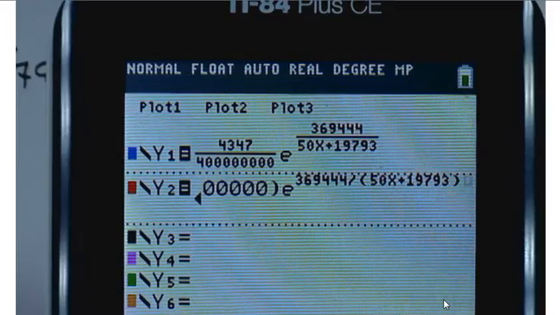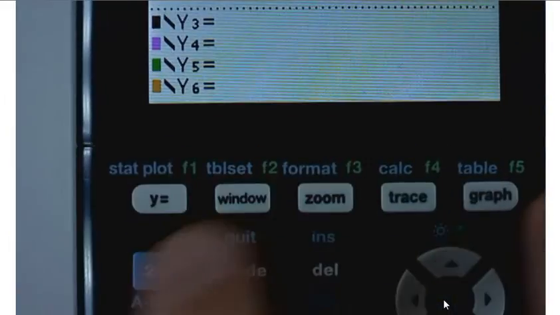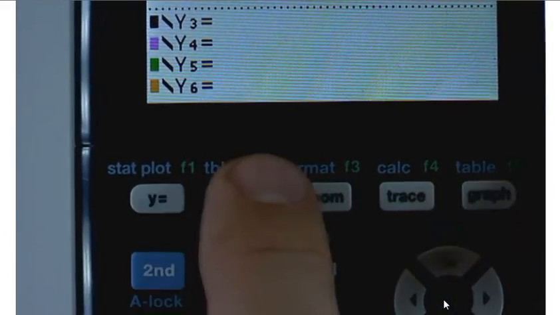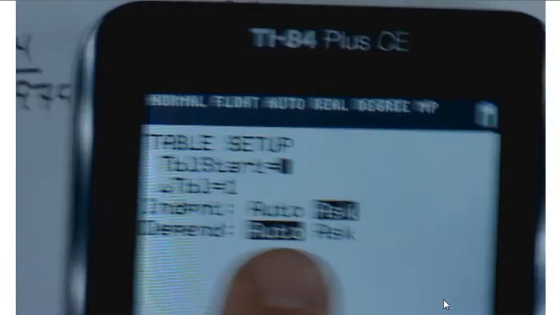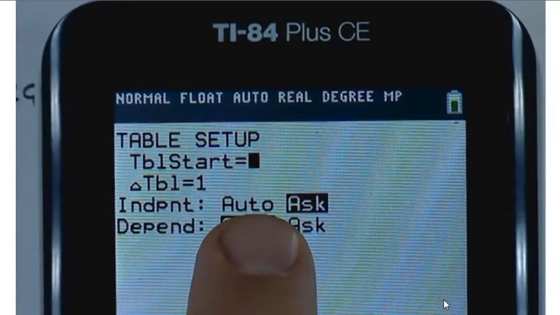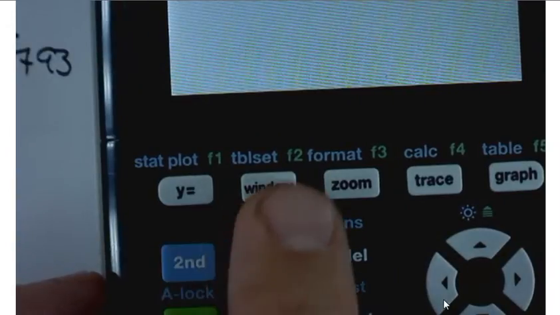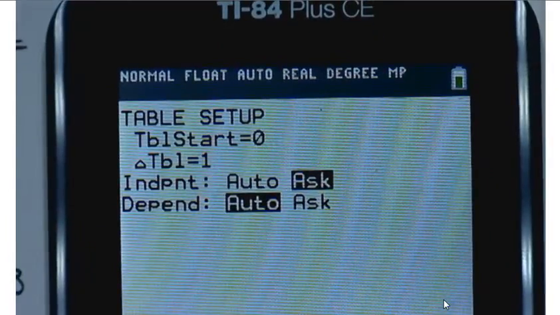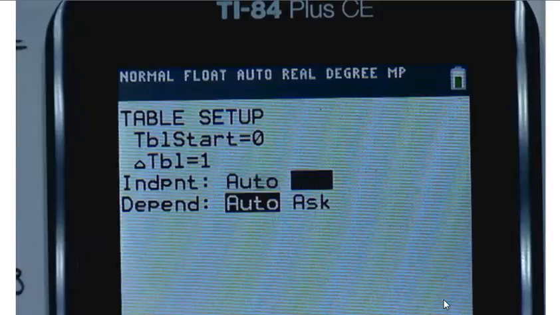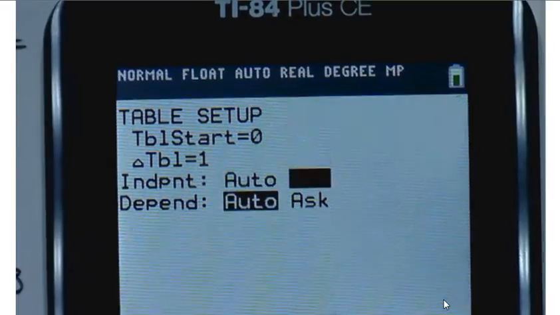Now let's just check one setting here. Hit the second key, then the table set. Make sure your table set is like this, with the independent set to ask. So that's second and window. Make sure independent is set to ask. If it's not, cursor down there, put the cursor on ask for independent and press enter.